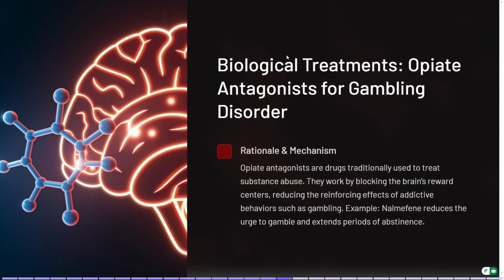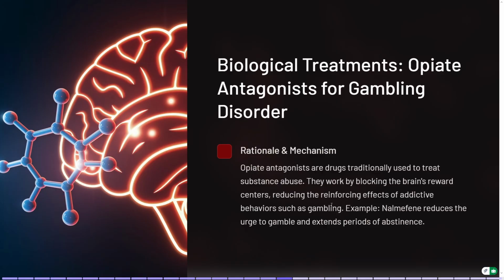Biological treatment: there is the use of opiate antagonists for gambling disorder. Now, what is the rationale and the mechanism for this? Opiate antagonists are drugs traditionally used to treat substance abuse. I said gambling disorder is somehow related to substance abuse based on the level of severity. They work by blocking the brain's reward center. So instead of the brain's reward center being triggered when you practice such behavior, it blocks it. The reward center will not be triggered.